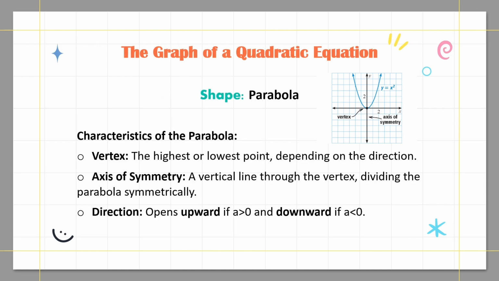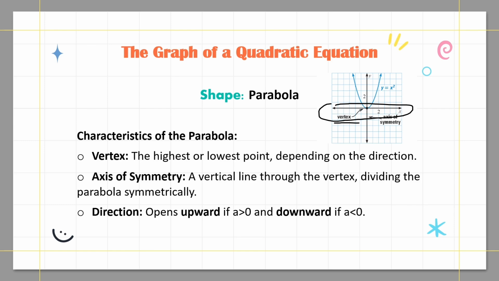So this is the shape of a parabola. Right now I will explain the characteristics of the parabola. Vertex: the highest or lowest point, depending on the direction. Another one, the axis of symmetry, is a vertical line through the vertex that divides the parabola symmetrically. And the last one is about the direction.